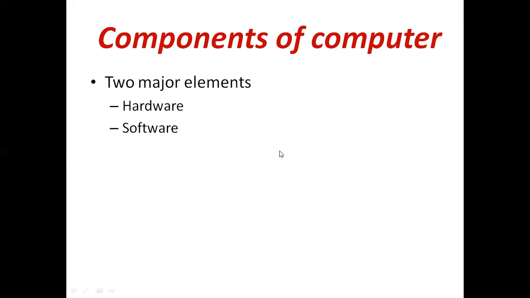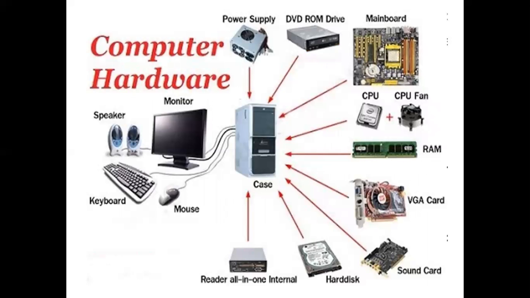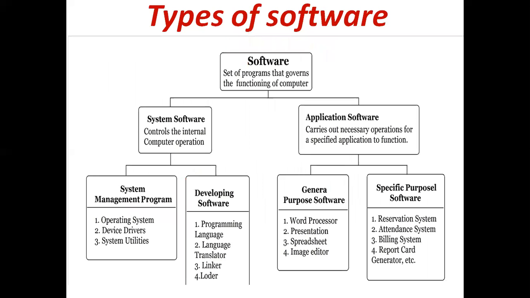Then components of the computer: hardware and software. Hardware is nothing but all the physical parts of the computer. The hardware is typically directed by the software, right? These are all the diagrams for computer hardware. Then we have seen about software. Software is nothing but the instructions that tell the computer what to do. We have two types of software: application software and system software. Application software is specially developed for a particular application. System software is for the internal control of the computer operations.